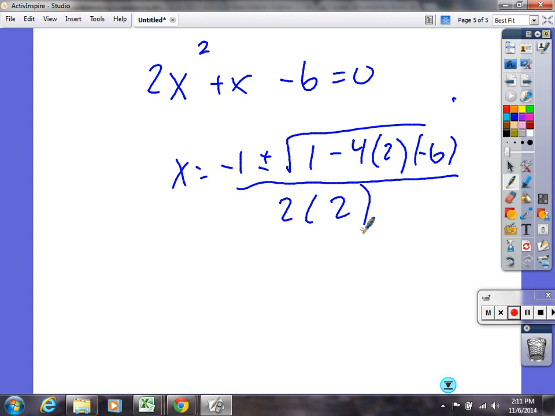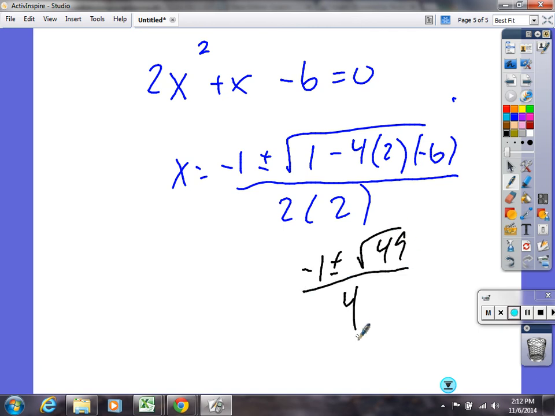As I walked around, some of you guys forgot your plus or minus in here. There was just more than you. So make sure it's in there. Okay. So now, order of operations. This is the part that's going to kill you. 4 times 2 is 8, times a negative 6 is negative 48. Minus a minus becomes a positive. So I'm at 49. Negative 1 plus or minus the square root of 1 plus 48, which is root 49, over 4.